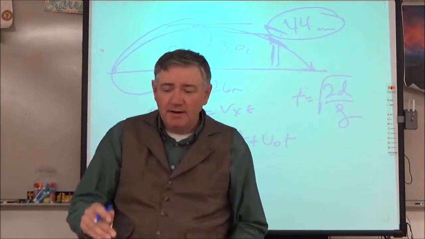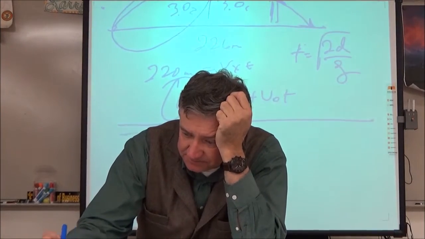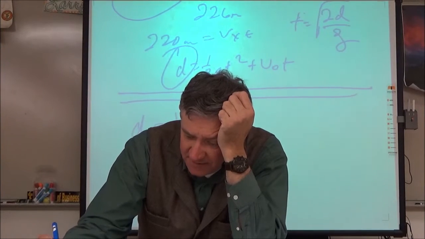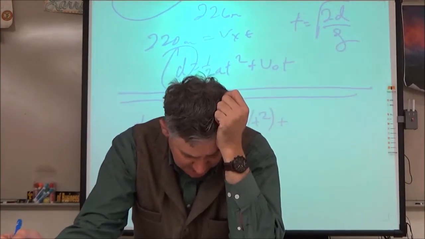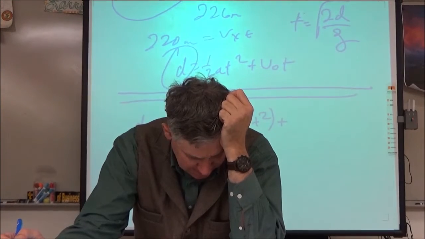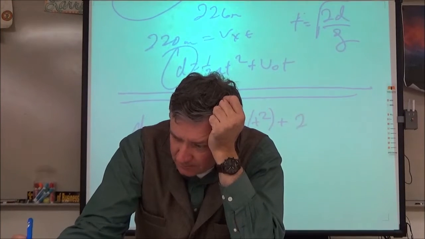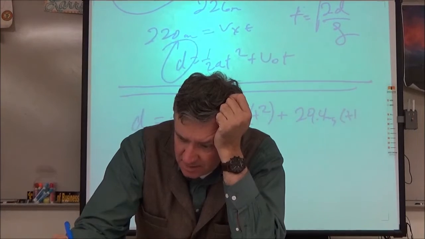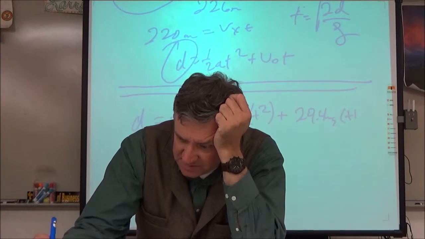Now, if you're a math nerd, here's your other option. You can use distance equals 1/2 times negative 9.8 meters per second squared times t squared, plus the initial vertical velocity, which is 29.4. If you're a math nerd, you can work this as a quadratic.